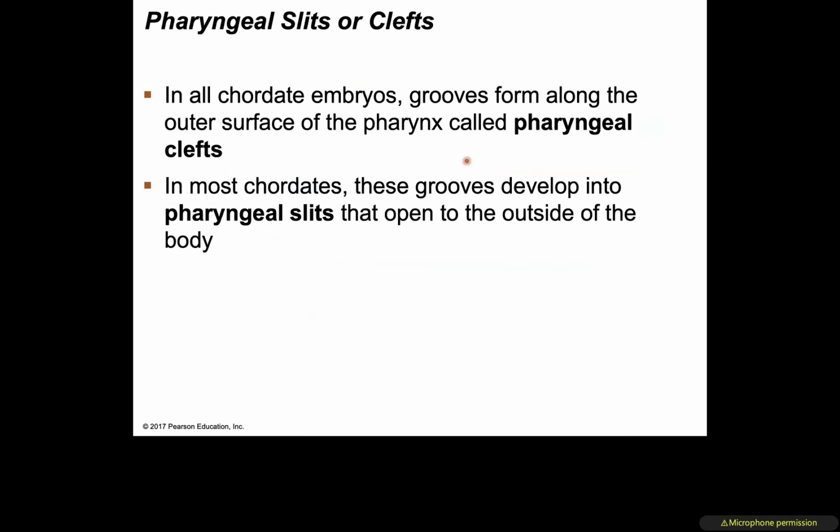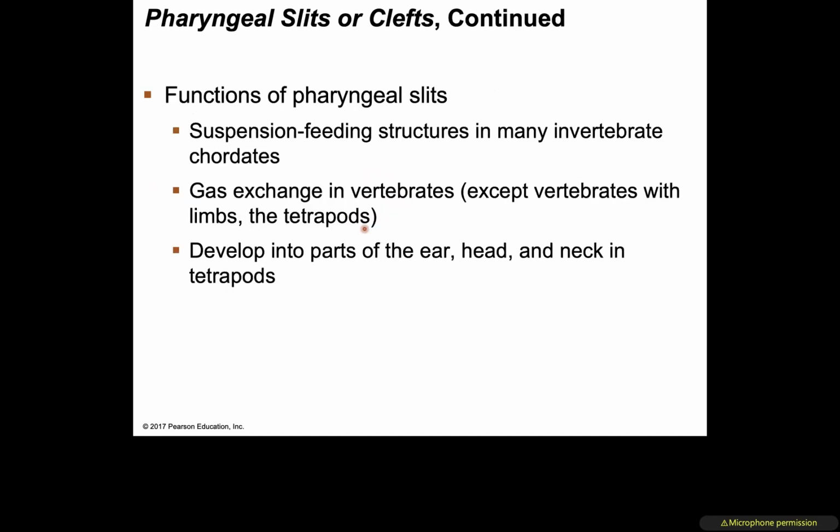All righty, so next, your pharyngeal slits. They're going to form on the outer surface of the pharynx. And so in most chordates, those grooves are going to develop into slits that open to the outside of the body. And I'm going to go ahead and give it away. It's going to open up, in the case of humans, to the inner ear. And so we'll get a chance to talk about all that goodness.